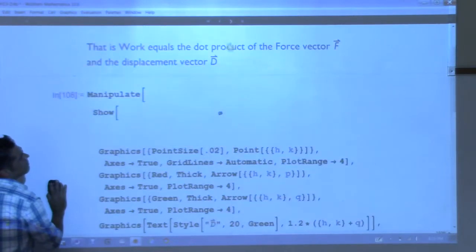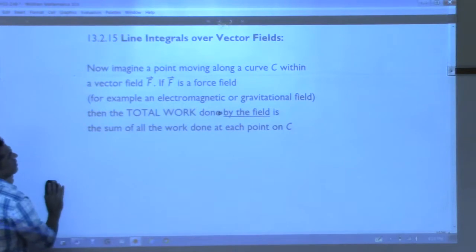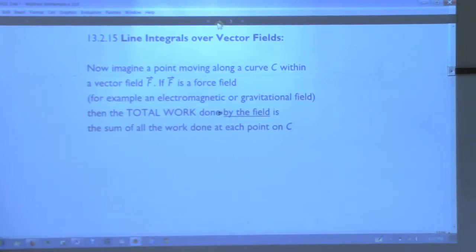All right. So here's geometrically what we're trying to do. Imagine a point moving along a curve within a vector field.